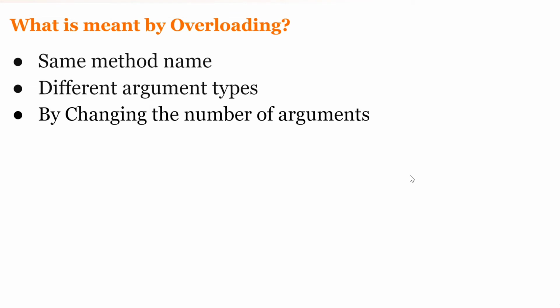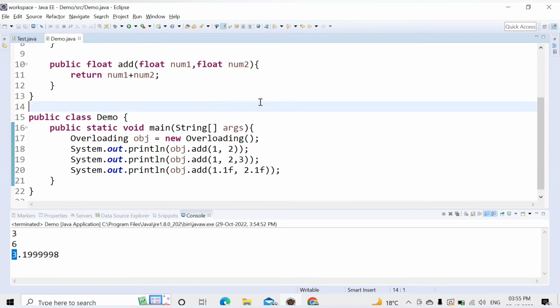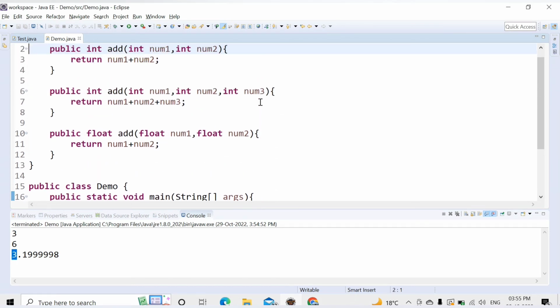Now let's understand another thing in method overloading. In Java, method overloading is not possible by changing the return type of the method, to avoid ambiguity. So if you just change the return type and expect that the code will run, it is not the case. It will give you an error due to ambiguity. Let's see this in a practical demo. So let's say you only change the return type.